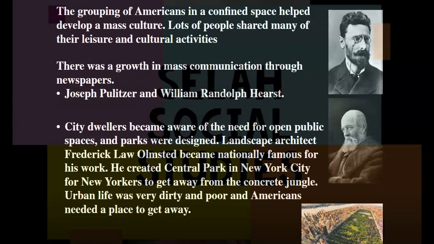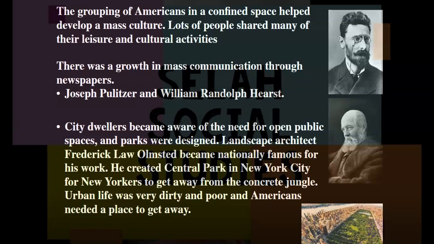So giant retail shops and department stores appeared in city centers. There was an emergence of world's fairs and public entertainments like amusement parks, and many city dwellers became aware of the need for open public spaces, and parks were designed. Landscape architect Frederick Law Olmsted was one of these people who became nationally famous. Olmsted became nationally famous for his design known today as Central Park in New York City.